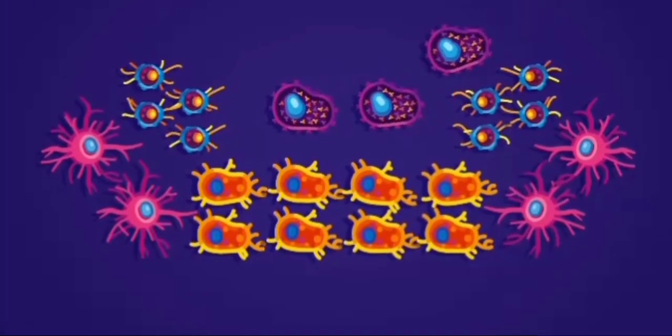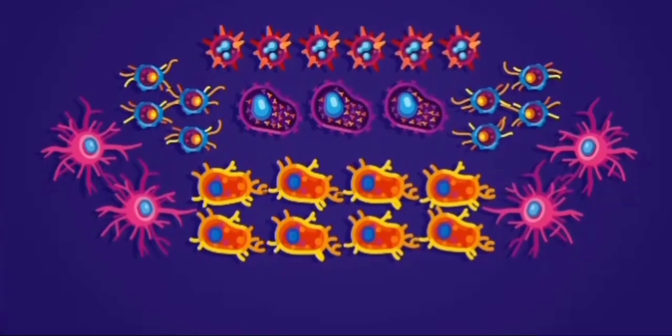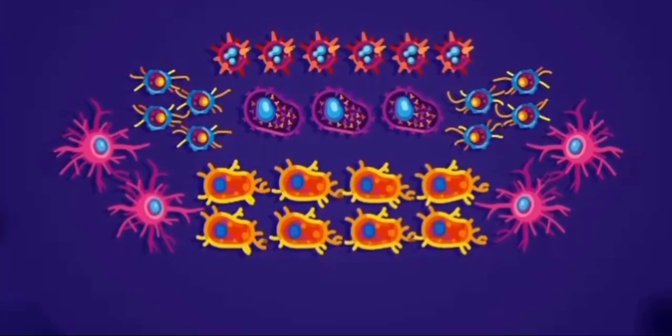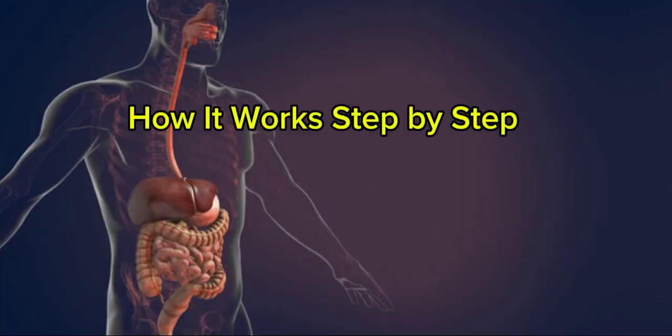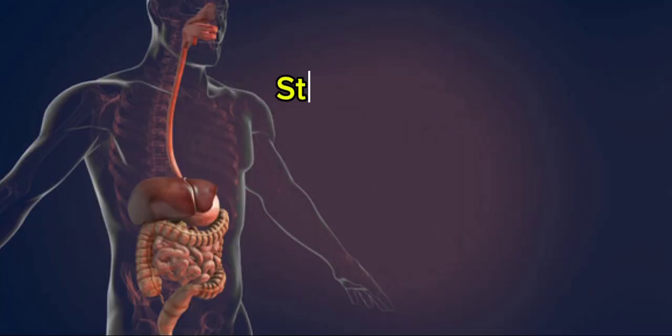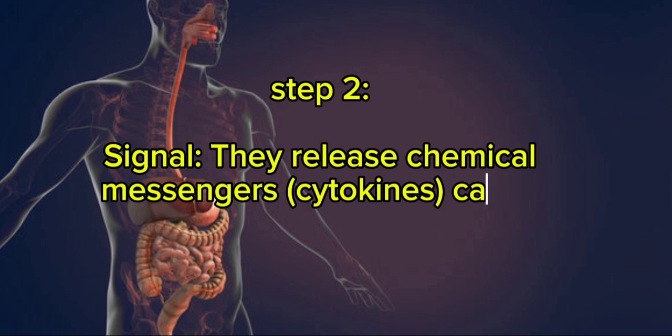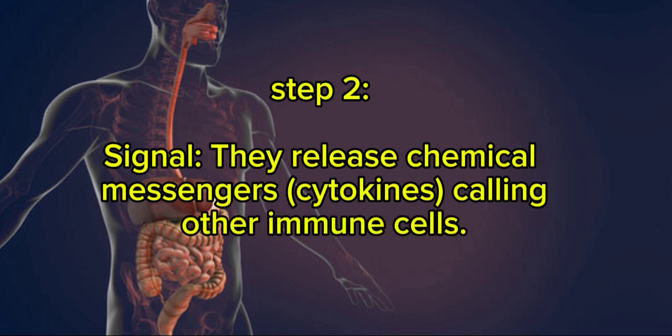Defense Army. It protects us from harmful germs, bacteria, viruses, fungi, parasites, and even abnormal cells like cancer. How it works step by step. Step 1. Detection. Immune cells sense something foreign, like a virus entering. Step 2. Signal. They release chemical messengers, cytokines, calling other immune cells.